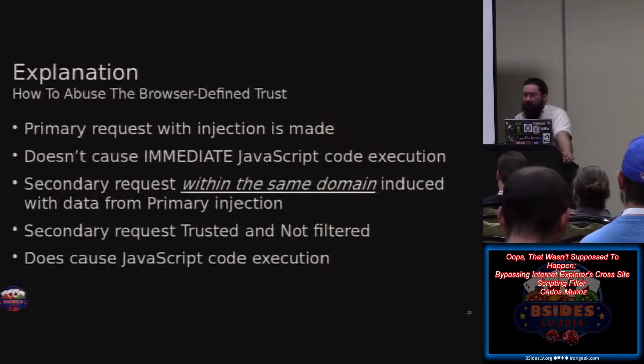So, what's going on? A primary request is made to the page such that it does not cause an immediate JavaScript code execution. With that injected data, a secondary request is made to some page on the same domain that does cause a JavaScript code execution. That first request is subject to the filter. The secondary request passes through without being filtered at all.